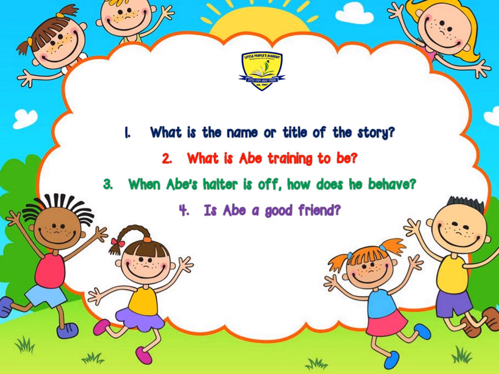Number 3. When Abe's halter is off, how does he behave? Abe is a very playful dog. Number 4. Is Abe a good friend? Yes, Abe is a good friend.